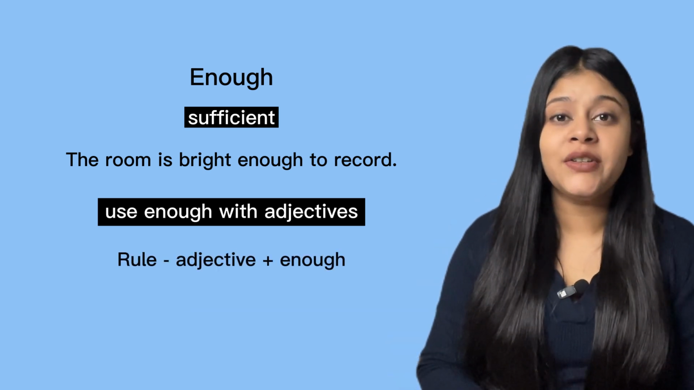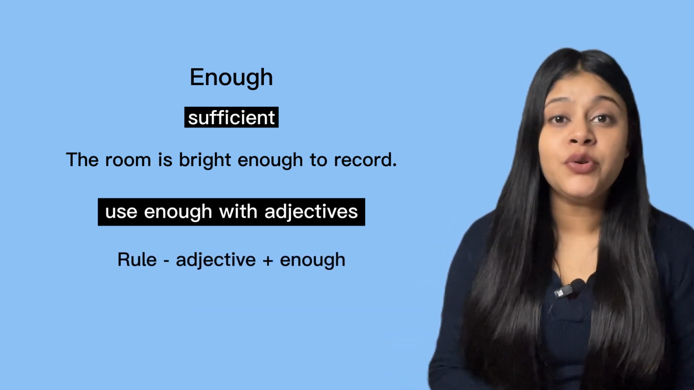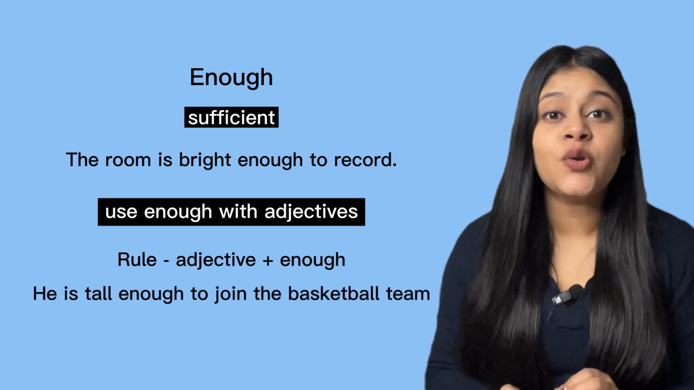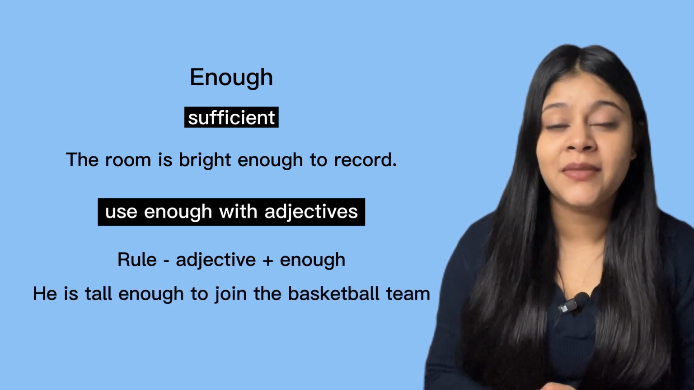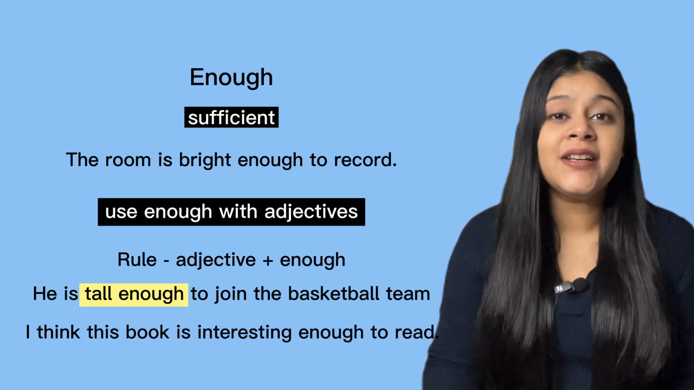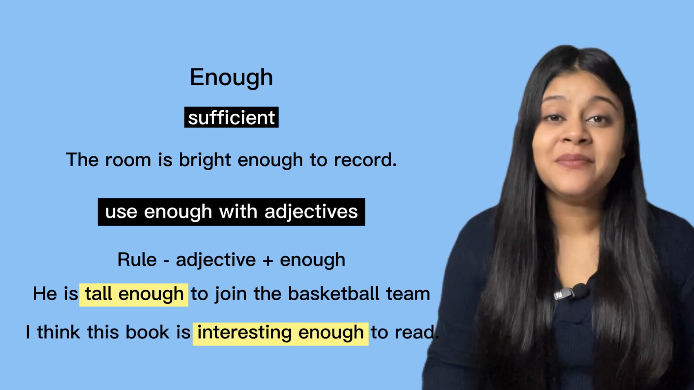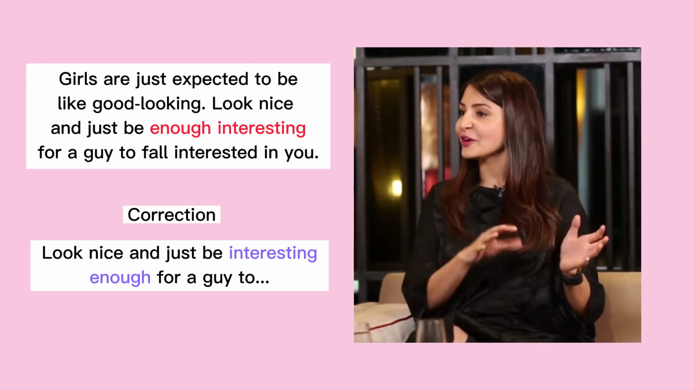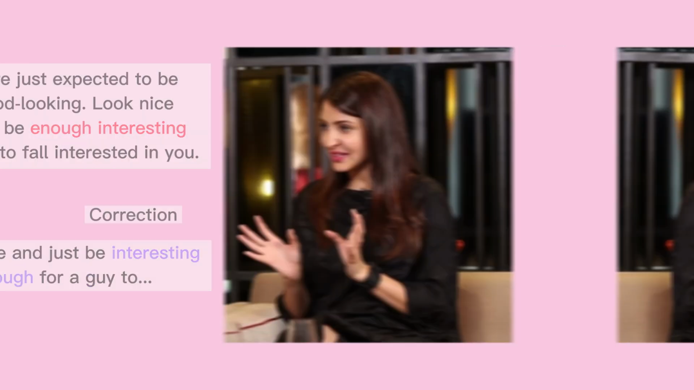जब हम enough को adjective के साथ use करते हैं, the simple rule is adjective plus enough. For example, he is tall enough to join the basketball team. Tall plus enough. I think this book is interesting enough to read. Interesting plus enough. Just be enough interesting for a guy to fall interested in you in a film.